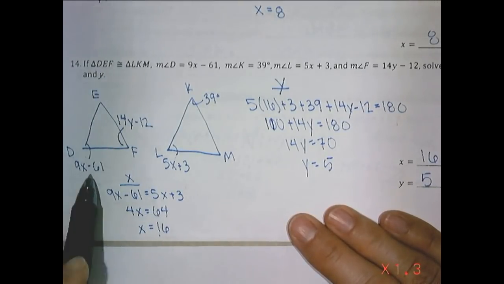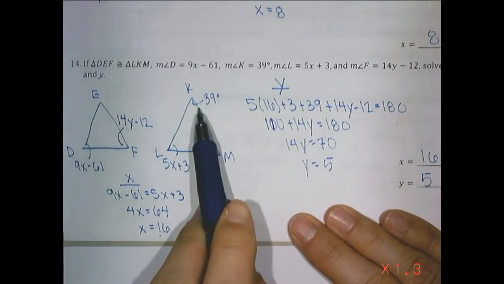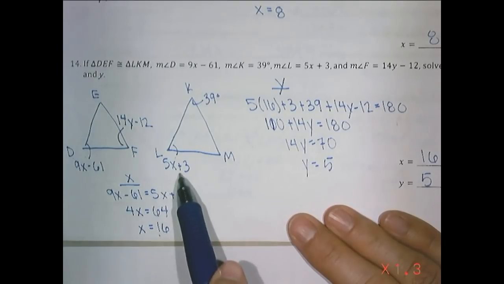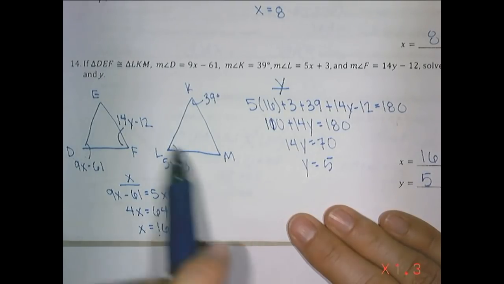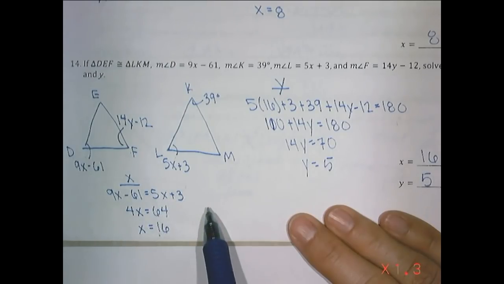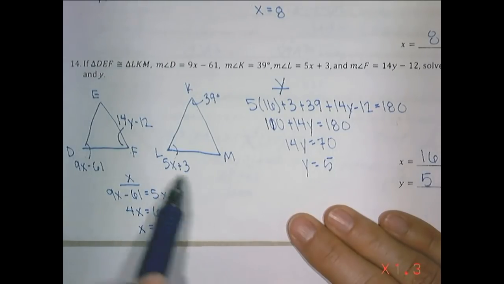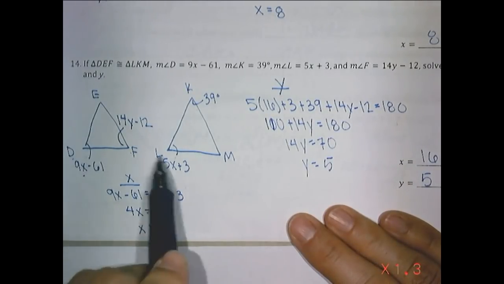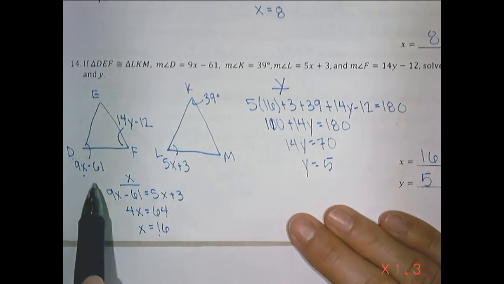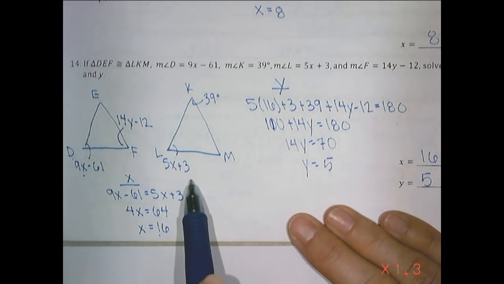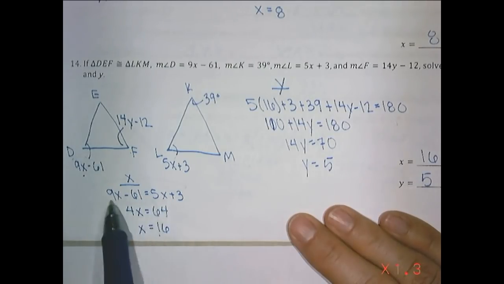All right, D is equal to 9x minus 61. K is equal to 39. L is equal to 5x plus 3. And F, right here, is equal to 14y minus 12. I'm going to go ahead and solve for x first. And since these two angles, D and L, correspond to each other, I'm going to take 9x minus 61 and set it equal to 5x plus 3. So I have those set equal.